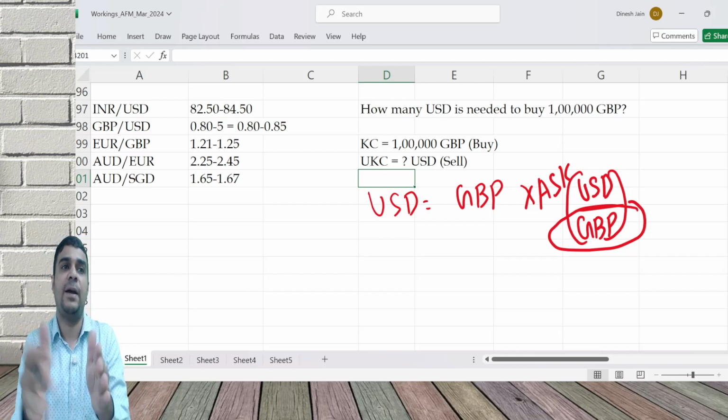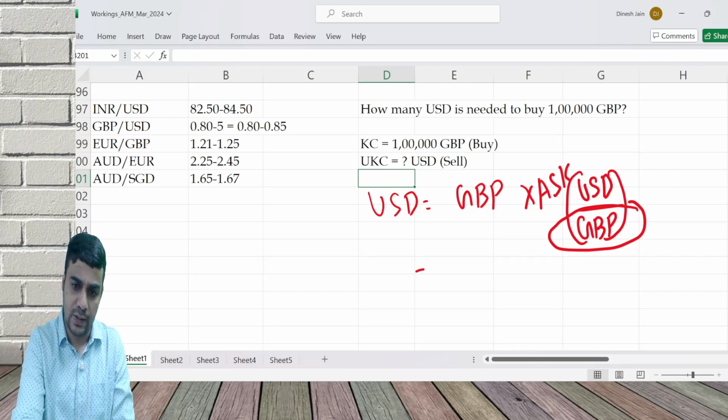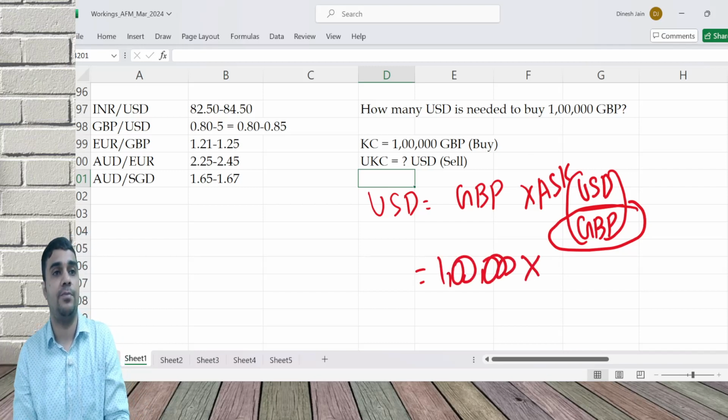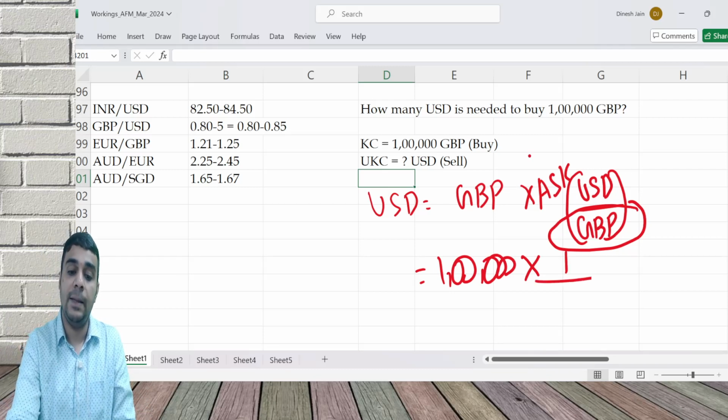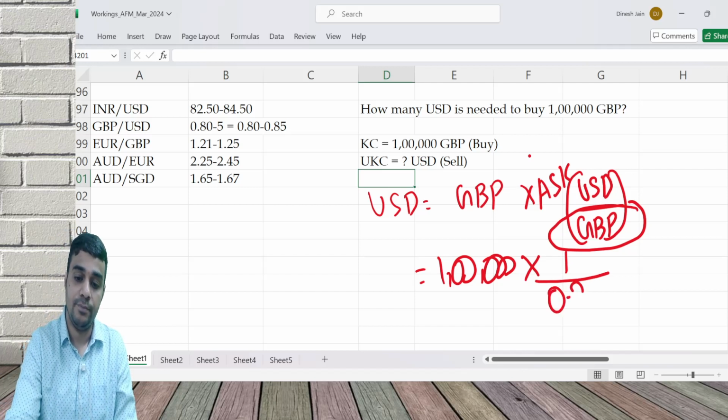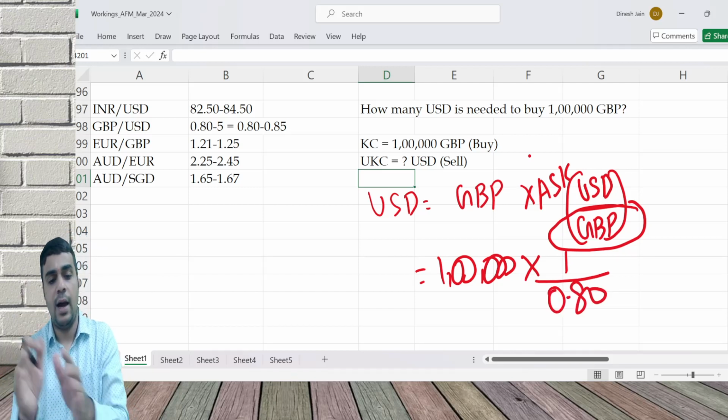Beyond this, it becomes like the problems you have been doing till now. So listen, 1 lakh. Do you have USD per GBP in the question? No. Do you have GBP per USD? 1 by the bid rate. What is the bid rate? 0.80. Answer is whatever it is.